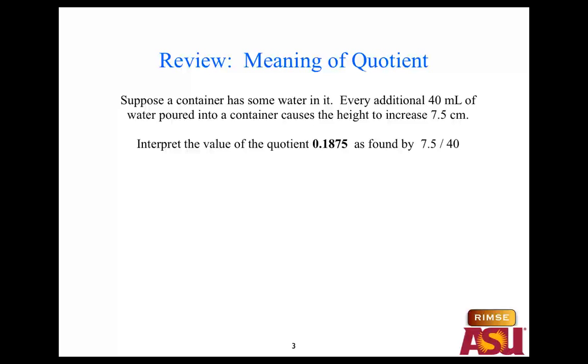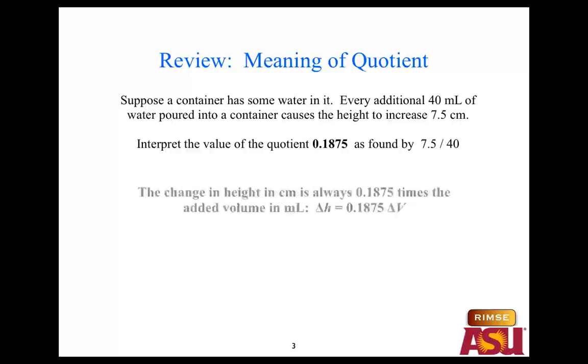What do you guys think about that? Yes, I heard a no. This is Ross. It's the size of the change in height. The size of the change in volume. Are these values 7.5 and 40 amounts of height and volume? He's saying they are changes in height and changes in volume. So now I'm going to see nods. I saw the whole class go like this. All right, so these are changes. The change in height is always 0.1875 times the additional volume you have.